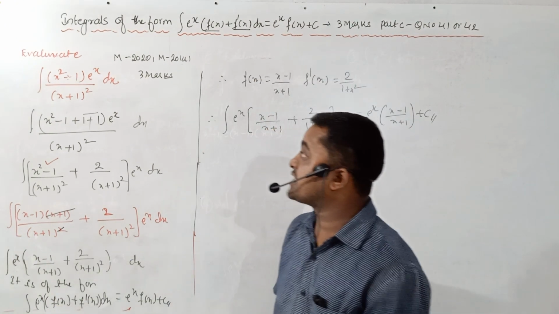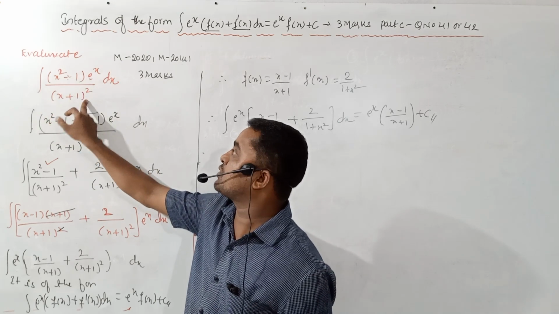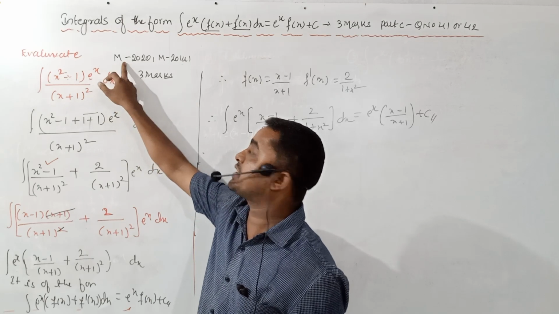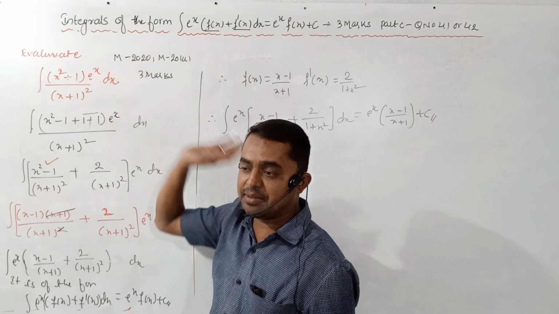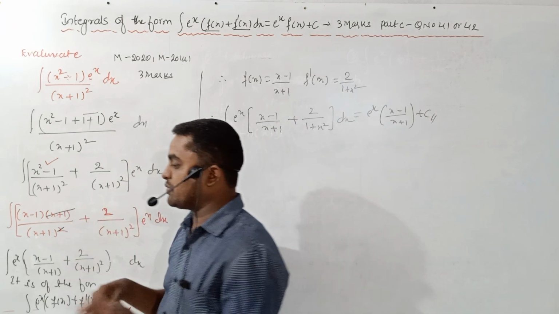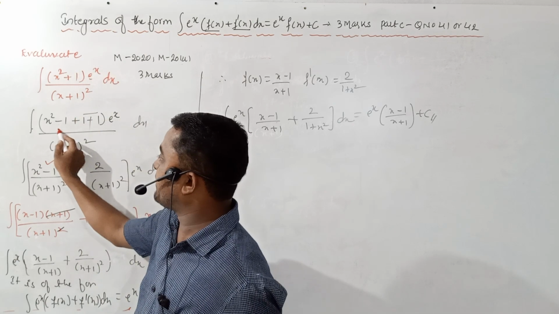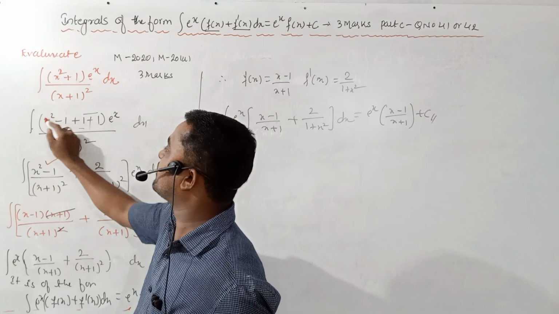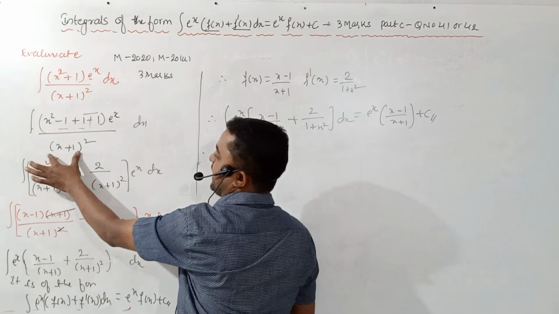See the explanation once again. Evaluate integration of x square plus 1 divided by x plus 1 whole square into e raised to x dx. This question has been asked in March 2020 and March 2014 for 3 marks. Very important problem. See here, x square plus 1. What I am doing here, I am subtracting 1 and adding 1. If you cancel it, again you will get x square plus 1. This plus 1 as it is, into e raised to x, x plus 1 whole square.